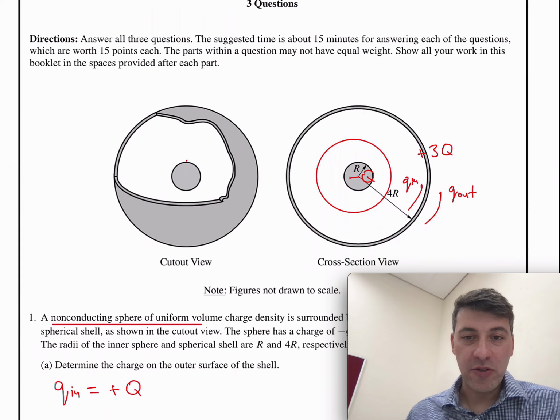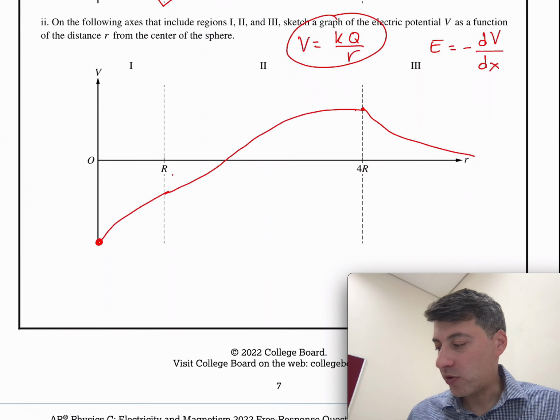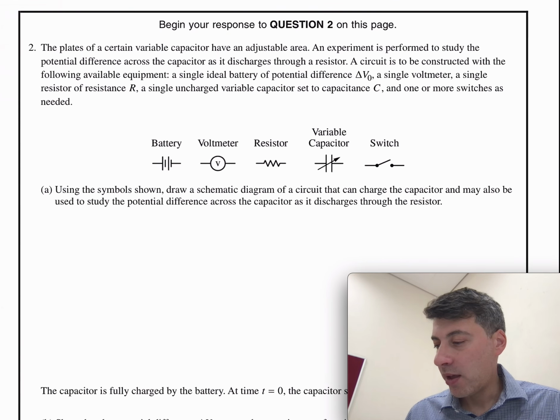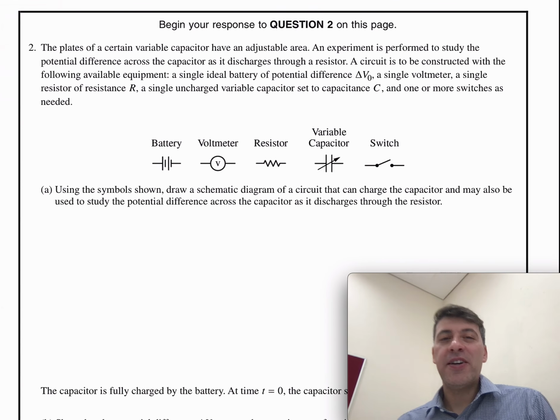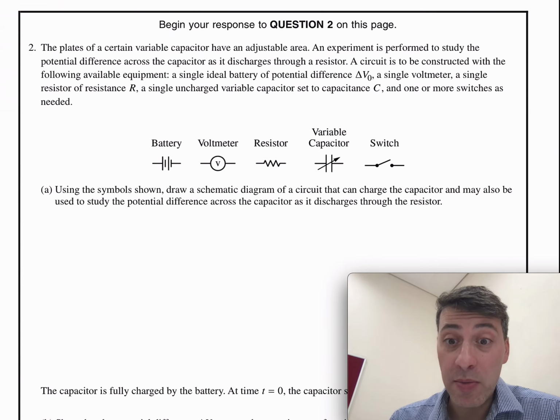Now, in the previous video we solved question 1. In this video we'll proceed to question 2, where unfortunately we don't have a diagram here. However, we have a battery, a voltmeter, a resistor, a capacitor, a variable capacitor and a switch.